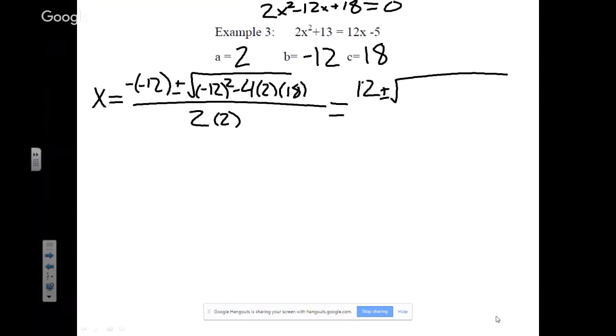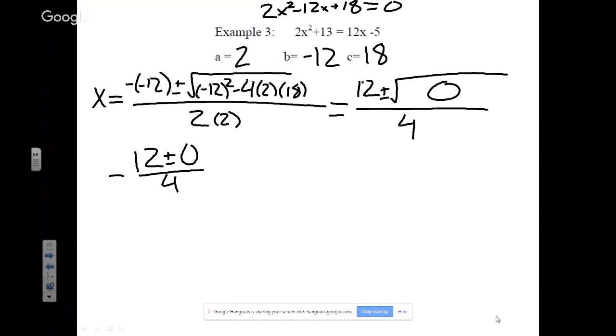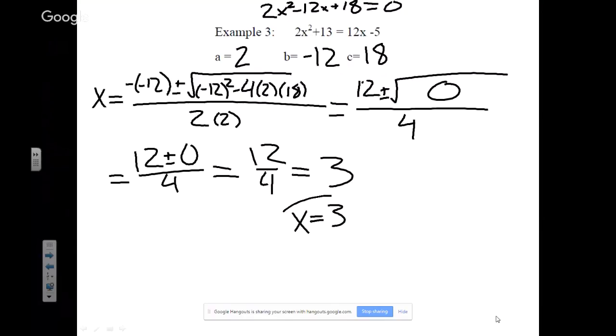just 0. So we see that our determinant here is 0, which, remember back to last week of what we were learning about the determinant, if we have a determinant of 0, we know we have one real answer. So this comes back down. Square root of 0 is just 0. So we have 12 plus or minus 0 divided by 4 equals x. But since this is 0, it's just 12 divided by 4, which is 3. So our answer is just x equals 3.